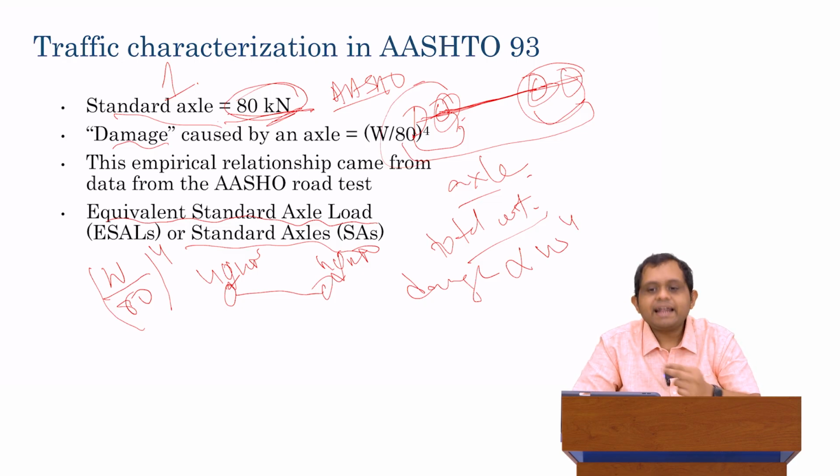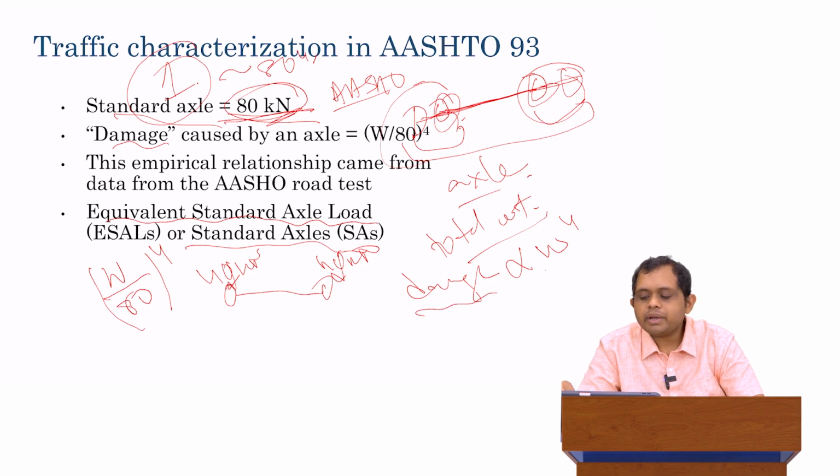And it was defined that the damage caused by an 80 kilonewton axle, which is called a standard axle, was 1. Forget units, they don't matter: 1 unit of damage. And therefore, because this is proportional to 80 to the power 4, taking a simple ratio, what we find is that the damage due to an axle weight of W is equal to (W over 80) raised to the power of 4. This is a very empirical relationship. This is what we call damage factors.